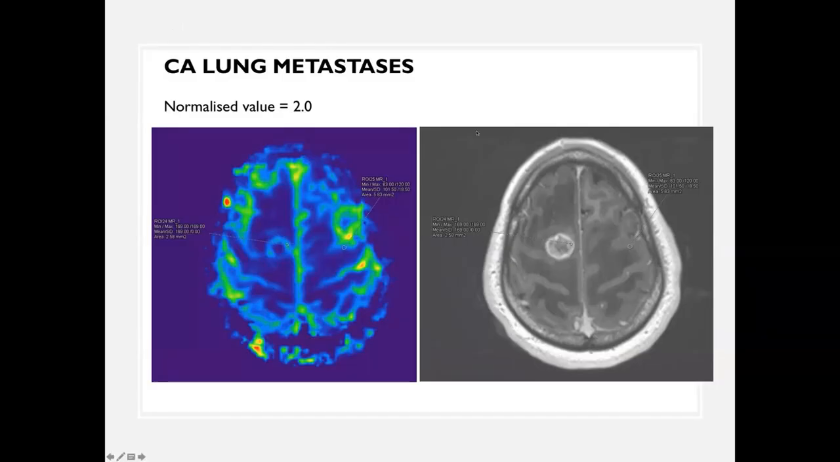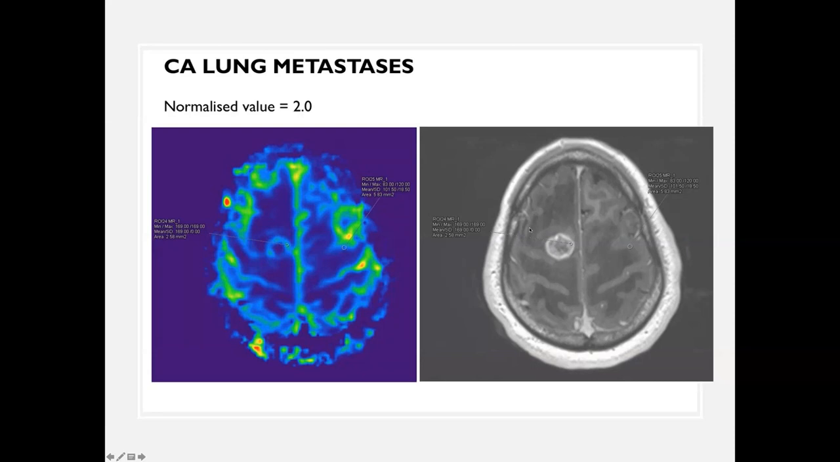Now, this is how a typical metastasis looks. It gives us these values. This is a recent case, CA lung. I have obtained a value here of 83, and 169 in the gray matter, so the ratio was approximately 2.